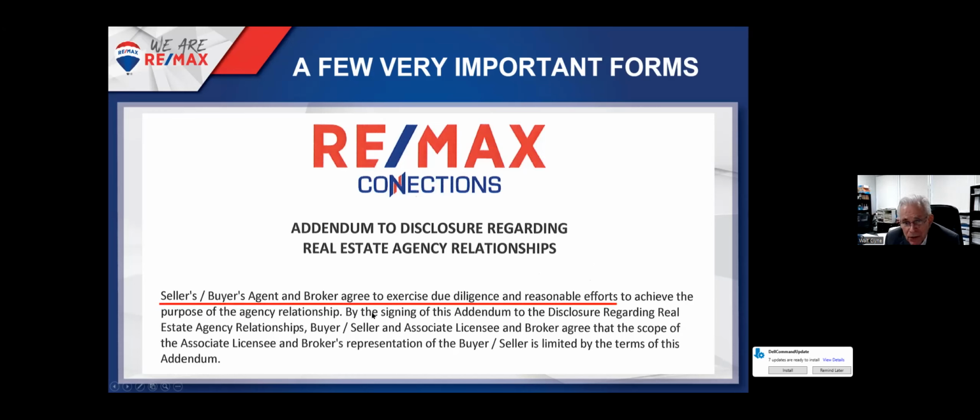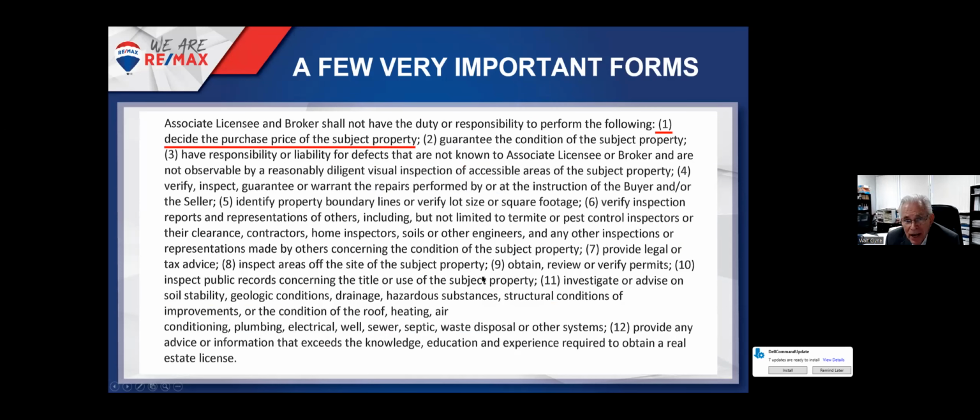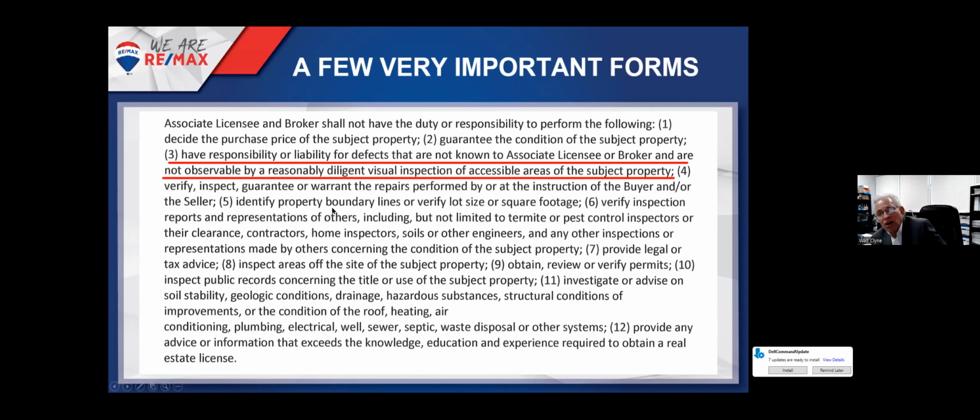So, first of all, we do agree to do a good job and exercise due diligence and perform reasonable efforts. We're not saying we're not going to work. But we do want to limit the scope of what we're going to do, and that's limited in the terms of this agreement. So there's the paragraph, and by the way, much of this paragraph comes right off of various Carr forms. So we're not going to determine what the right purchase price is. That's between the buyer and the seller, not us. We're not going to guarantee the condition of the property. We're not going to be responsible for defects on the property that aren't apparent to us as a result of doing a visual inspection. We're not responsible for cracked slabs.